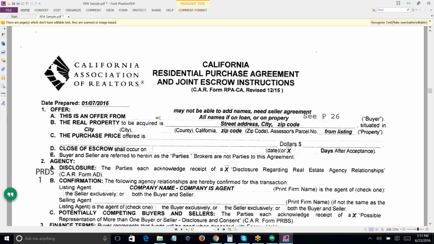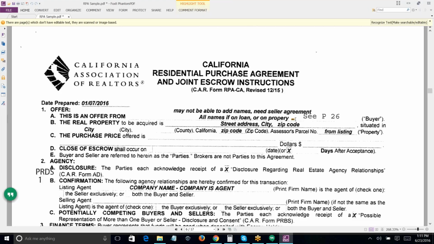Then it says this is an offer from. Notice it says you may not be able to add names, need seller agreement, all names if on loan or on property. That's sort of an ambiguous thing. I've had several occasions.